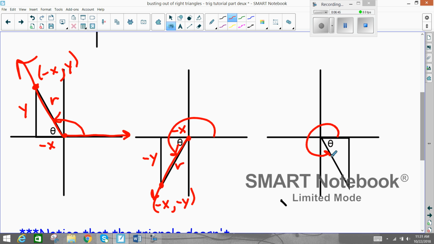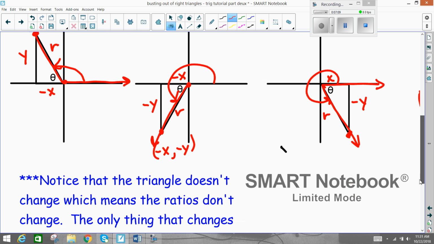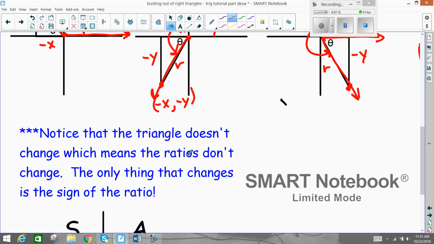Finally, if we wanted to talk about that angle there, this angle, all the way around, in the fourth quadrant, notice x is positive again, y is negative, and our radius is still positive because the radius is always positive. So what you can see here is that the triangle doesn't change. The ratios remain the same, but the sign of the ratio will change, because our opposite side goes from positive to negative, and our adjacent side goes from positive to negative.